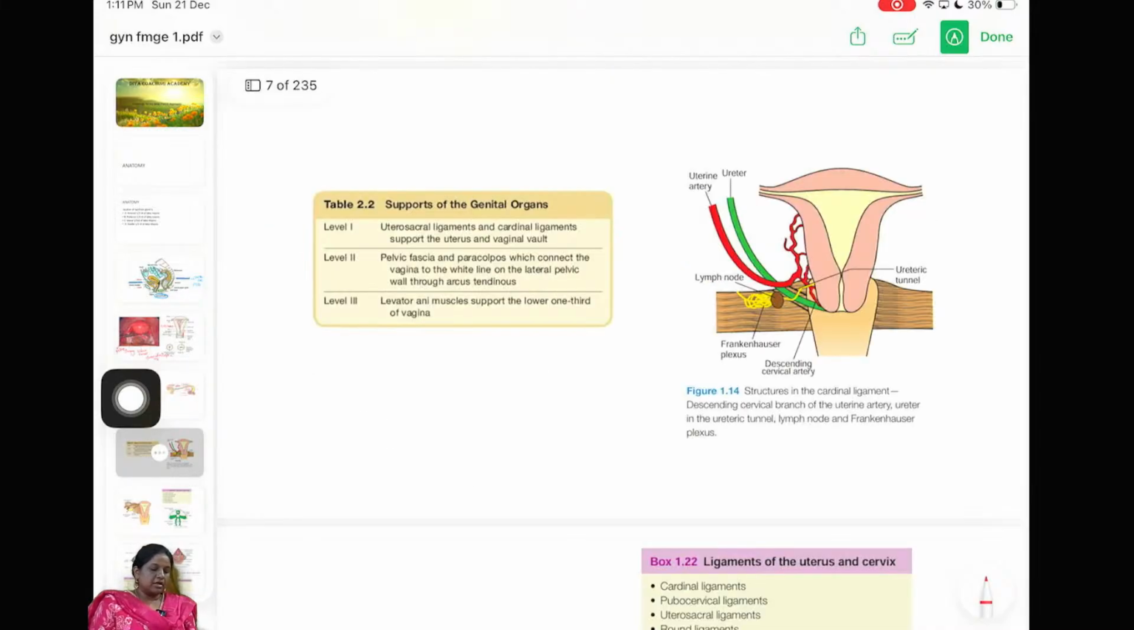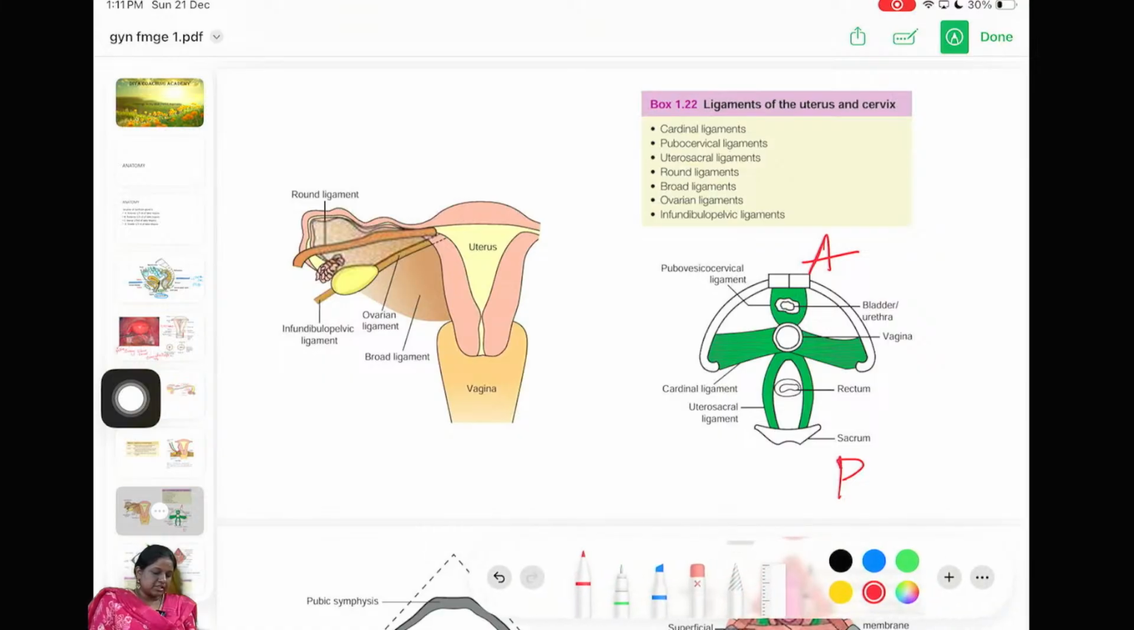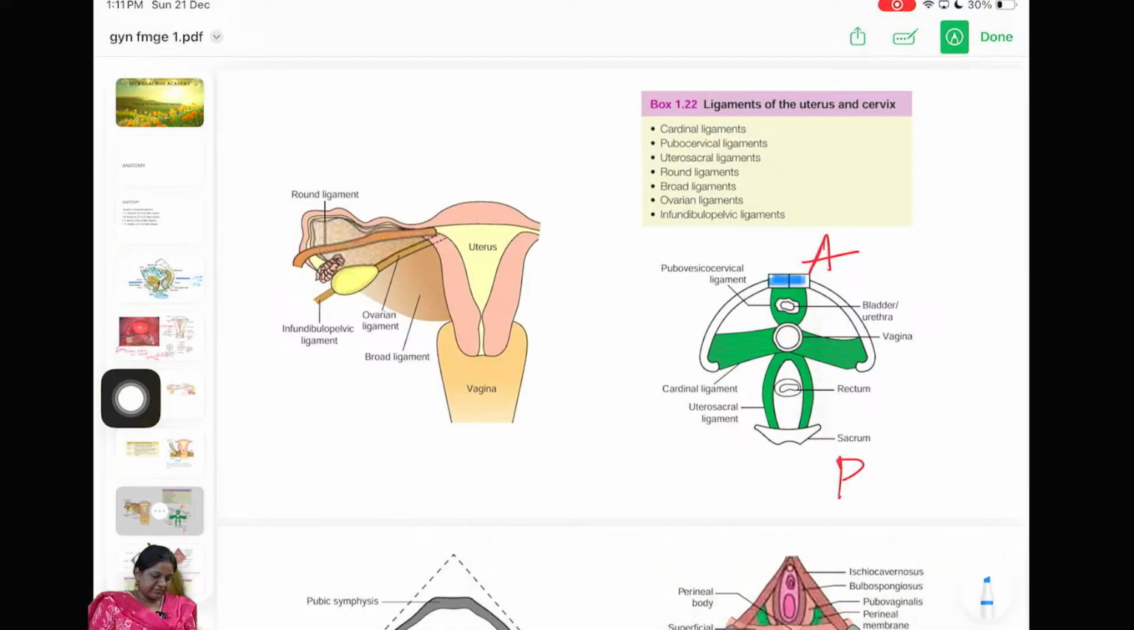Now what are the supports? If we see, it is going to be three levels, level 1, 2 and 3. Level 1 is going to be the uterosacral ligaments and cardinal ligament. These are the ligaments of the uterus and the cervix. Here, if you imagine, this is going to be anterior, this is going to be posterior. In the anterior there will be the pubic symphysis, then posterior will be the sacrum. The first is the bladder or the urethra. Next comes the vagina, and the third opening is going to be the rectum.